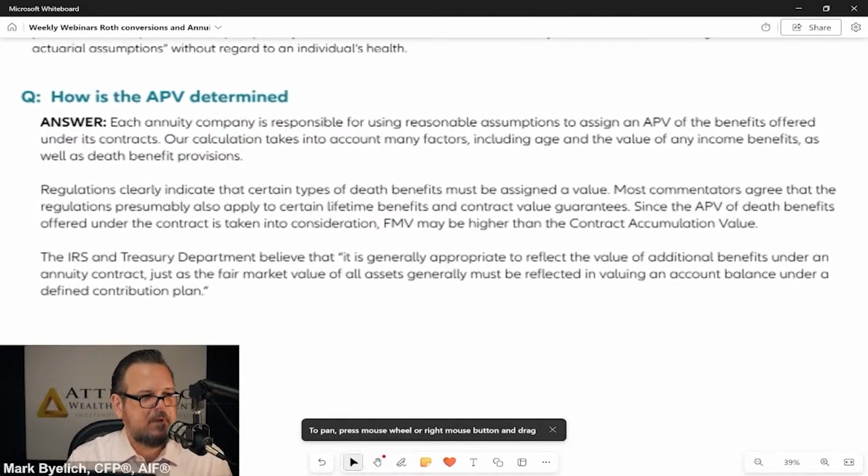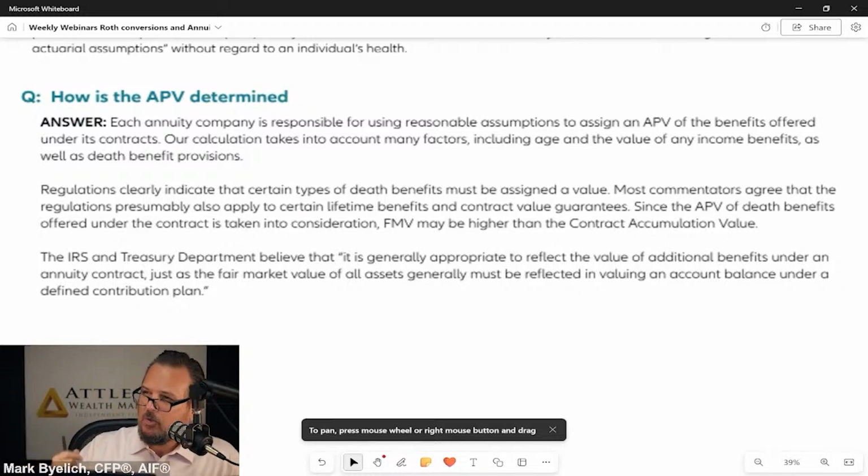Answer: each annuity company is responsible for using reasonable assumptions to assign an APV of the benefits offered under its contracts. Our calculation takes into account many factors, including age and the value of any income benefits, as well as death benefit provisions. Regulations clearly indicate that certain types of death benefits must be assigned a value. Most commentators agree that the regulations presumably also apply to certain lifetime benefits and contract value guarantees. Again, these income values and death benefits are contractually guaranteed, these minimum guarantees. So there is a value that has to be calculated when we're doing Roth conversions. It's not something that may happen.